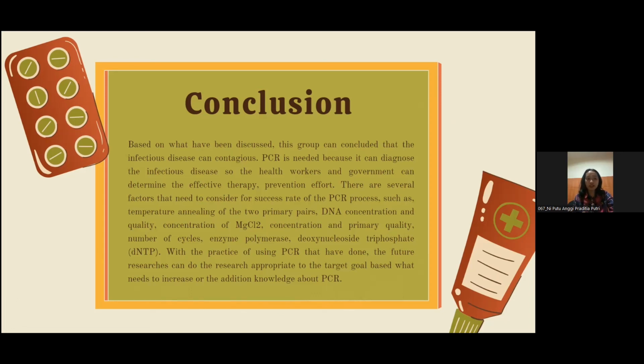There are several factors that need to be considered for the success rate of the PCR process, such as temperature analysis of the two primer pairs, DNA concentration and quality, concentration of magnesium chloride, and so on. With the practice of using PCR, future researchers can do research appropriate to the target goal. This is what needs to increase our additional knowledge about PCR.